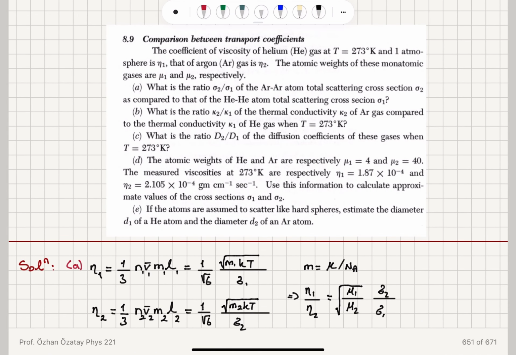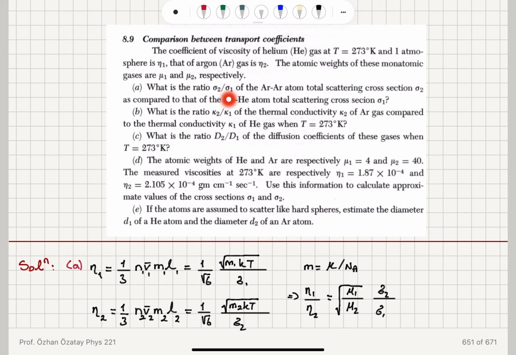Okay, so we're comparing transport coefficients. The first type is helium gas. The second type is argon gas. They have the same temperature and pressure. And we know they are monatomic gases and the atomic weights are mu1 and mu2.